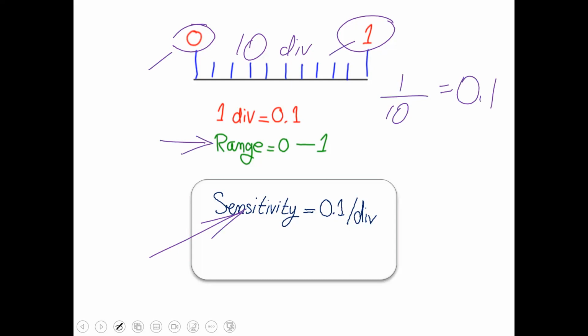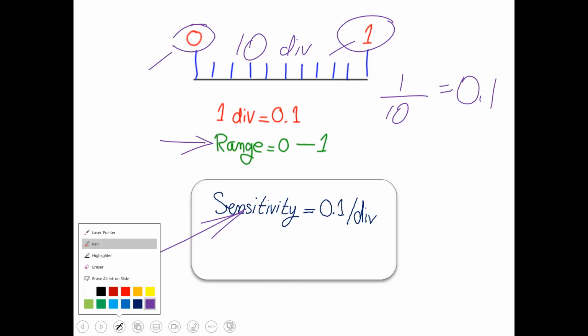So now make a concept that every instrument has two important properties, range and sensitivity. So write under it that every measuring instrument has two important properties, number one, range, number two, sensitivity. So now, for example, and copy this.